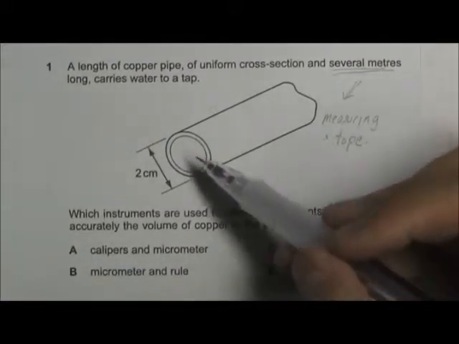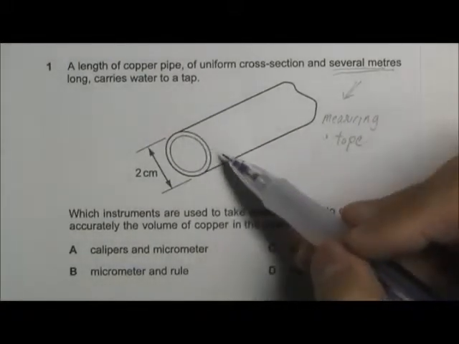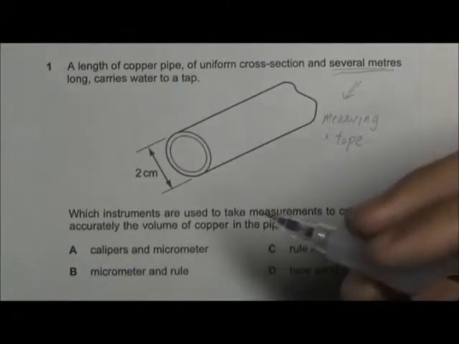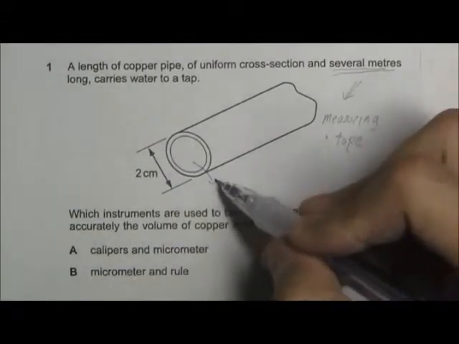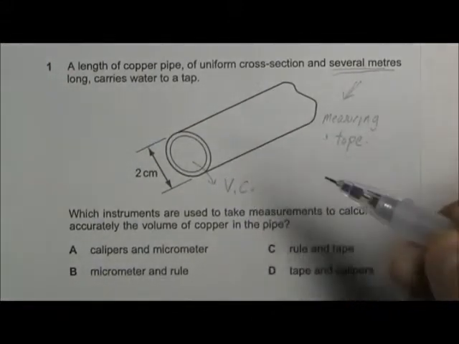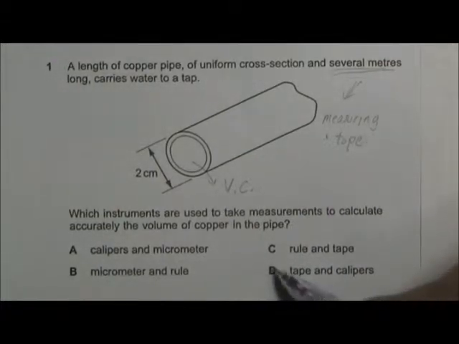And for the inner diameter and the external diameter, we can measure using a vernier caliper. Okay, so the answer should be D, tape and calipers.